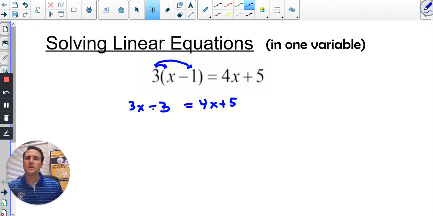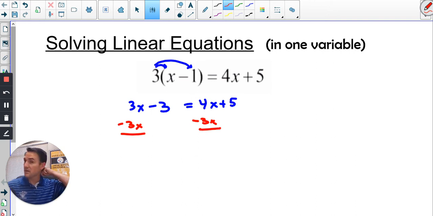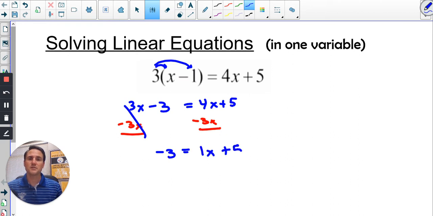And then let's see, now do we have variables on each side of the equation? It doesn't matter if we move them all to the left or move them all to the right. I usually just move the one that's smaller. So in this case, I would probably move the 3x by subtracting it from both sides. Now, you don't have to do that necessarily. You could subtract 4x from both sides and move them all to the other side, and that's okay as well. All right, the result here, though, would be negative 3 equals 1x plus 5. All right, so we have our x's on one side of the equation.